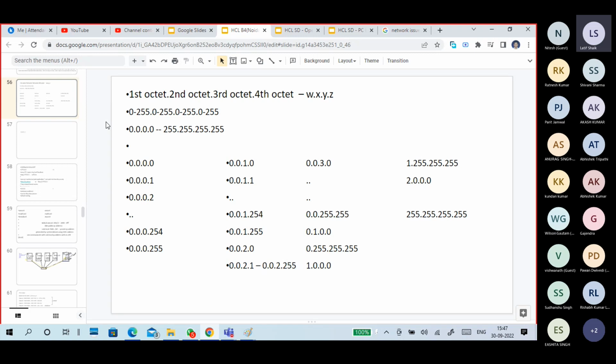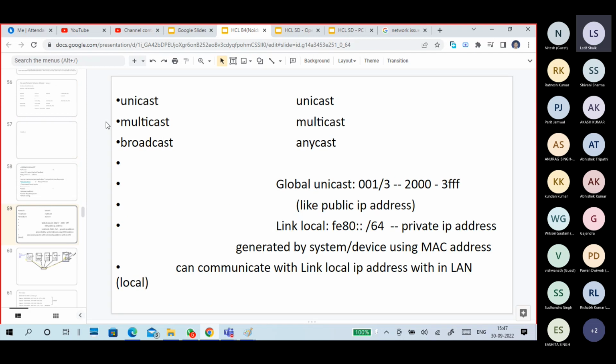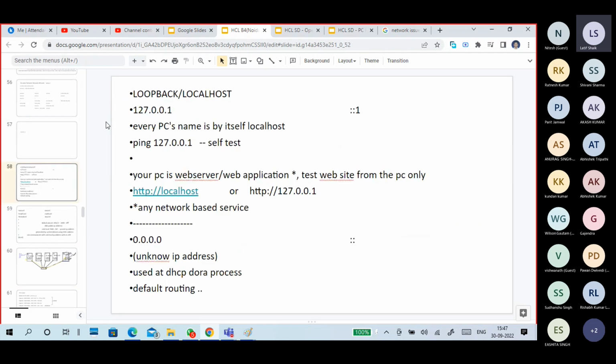Sorry, the number of IP addresses become less, so we use different techniques to save. Okay, so that is a different point, guys.